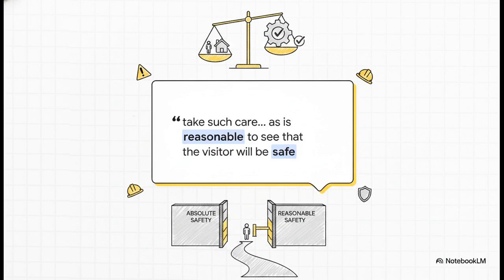And notice the heavy emphasis on the word reasonable. The occupier must take care that the visitor will be reasonably safe for the purpose they were invited for. They aren't expected to wrap the premises in bubble wrap. They are not an insurer guaranteeing absolute perfect safety.